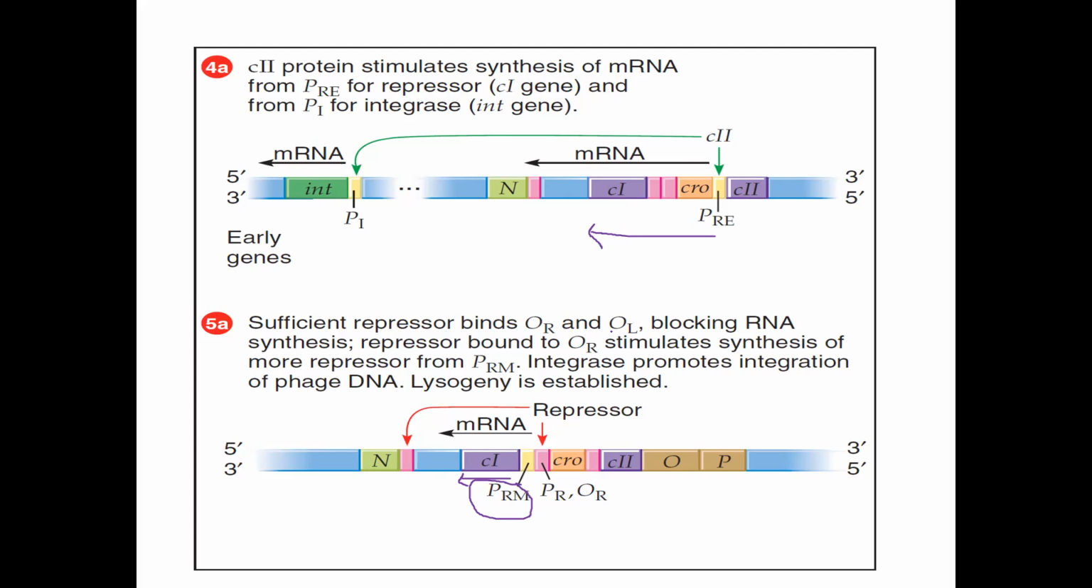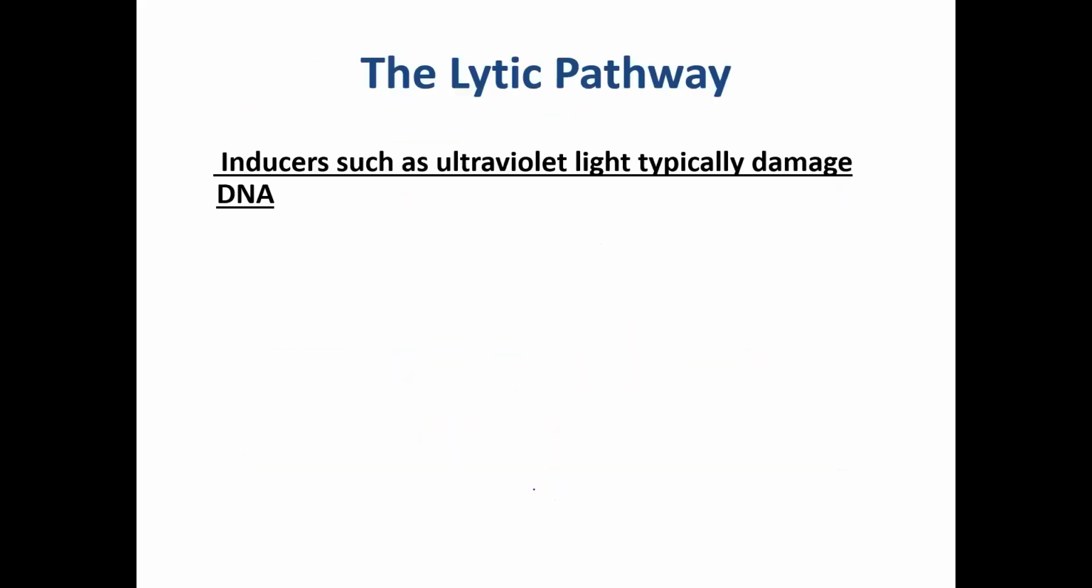It results in the synthesis of C2, O, P, and Q. Some are lytic proteins, some are involved in lysogeny. But if C2 wins the race and activates PRE and PI, and C1 repressor is made, C1 repressor will bind to operators left and right, inactivating promoter left and right. CRO and N will not be made, and lysogeny will be established by integration of the phage DNA into chromosomal DNA by integrase. So this was how lysogeny is established.